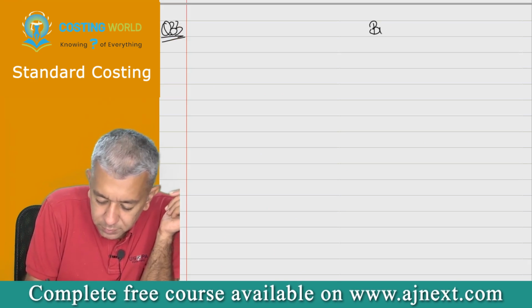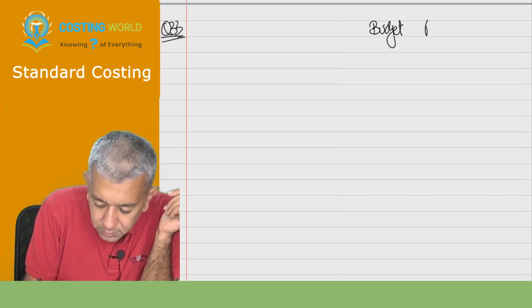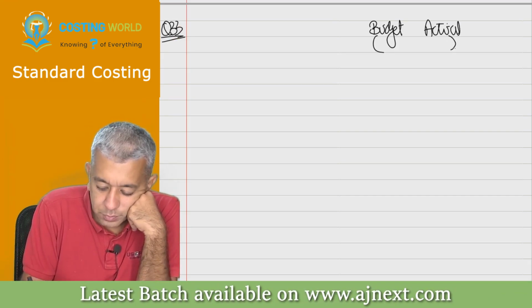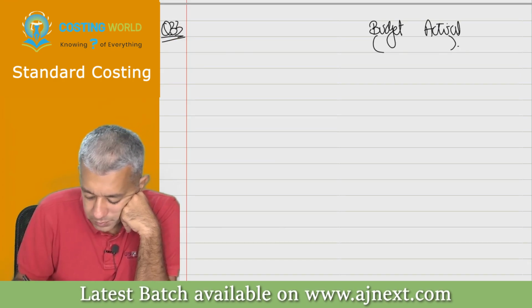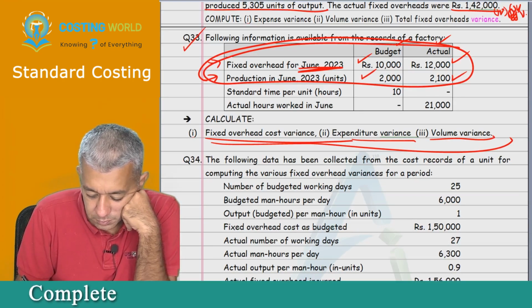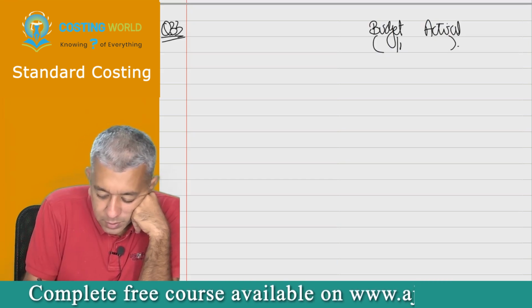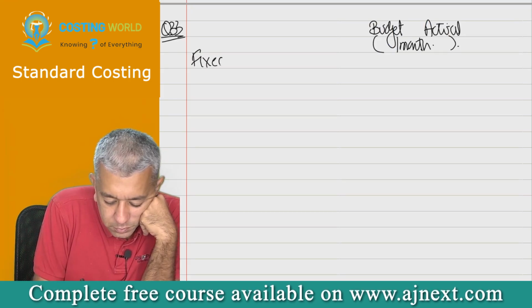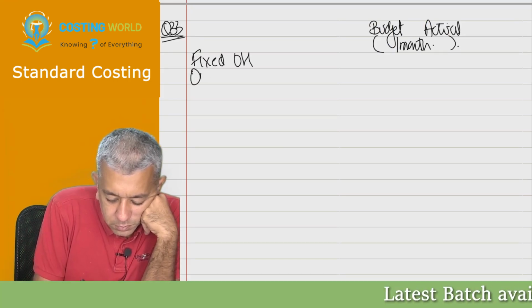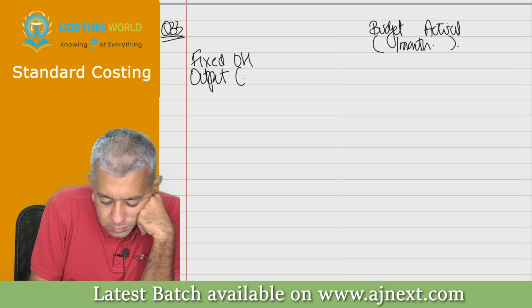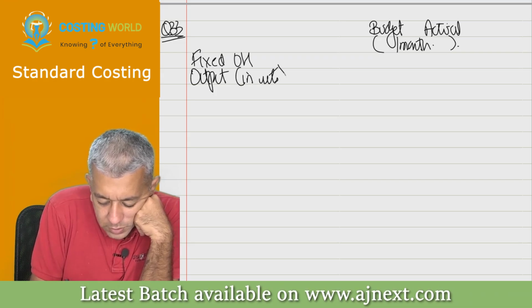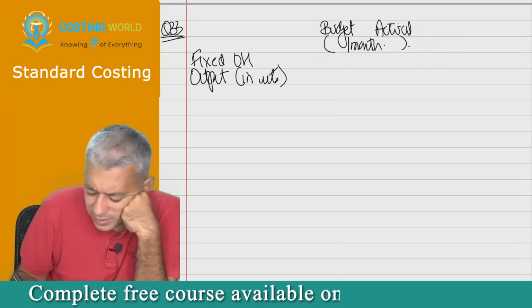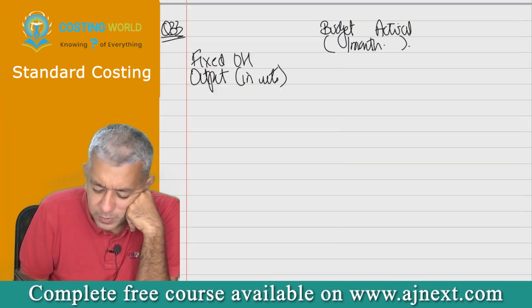Budget, actual, write down 1 month, fixed overheads, output in units. Directly you have the information, boss, just copy here.